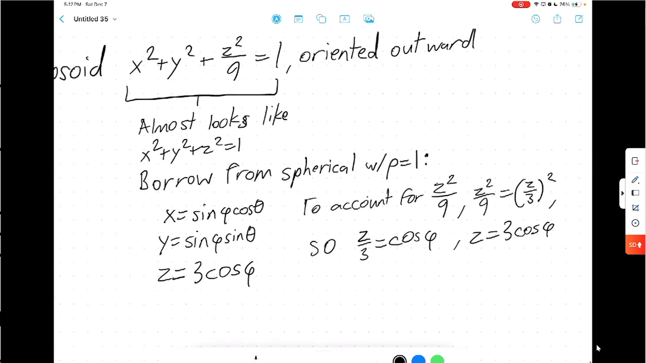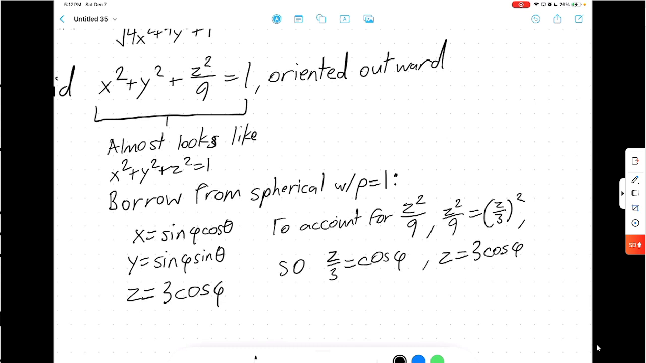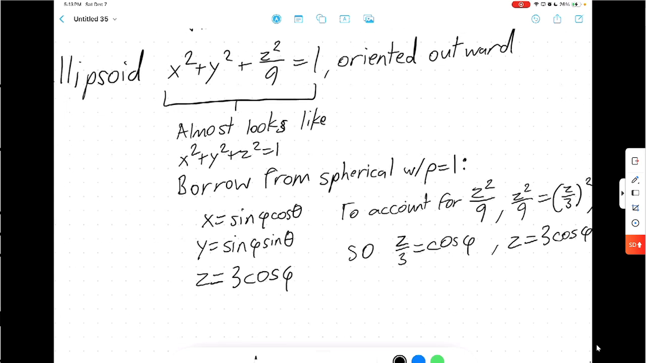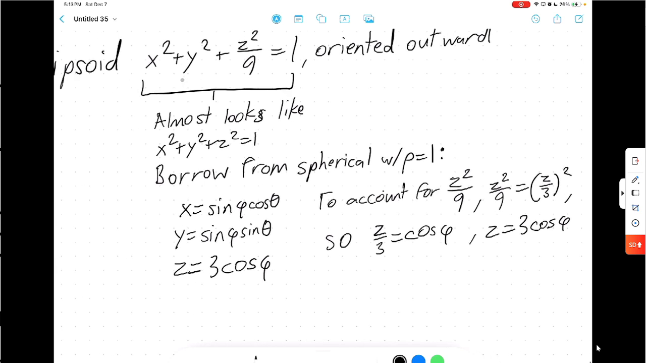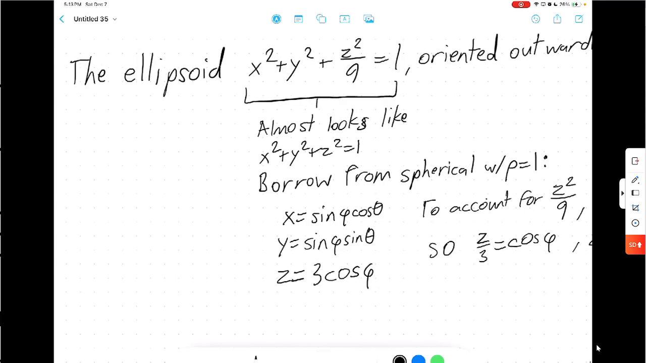Since you're converting some parts to spherical, will you not need to do the rho squared sine phi at the end? This is not an integral. This is just a parameterization. Okay. So there's no rho squared sine phi for this one. We're just borrowing a lot of stuff from spherical because this almost is a sphere, except for the fact it's squashed. Or actually not squashed, stretched. Because it's stretched out.